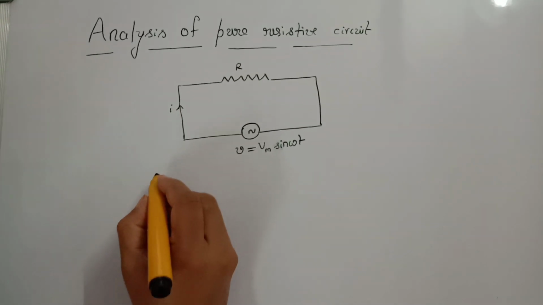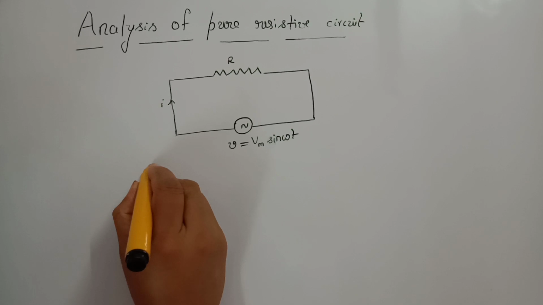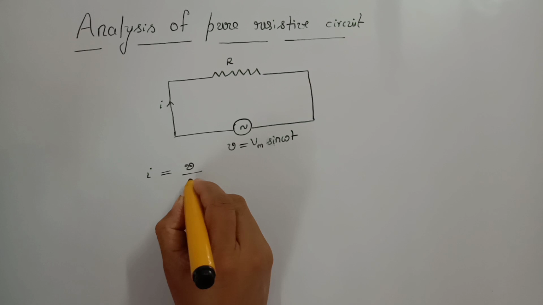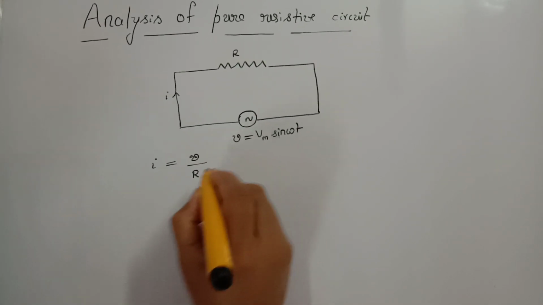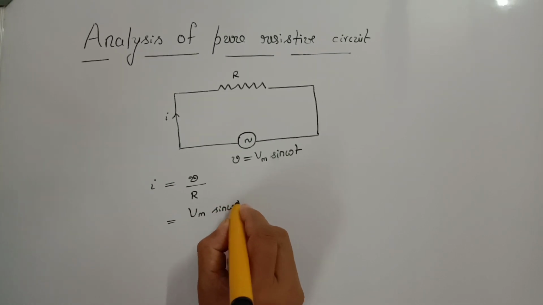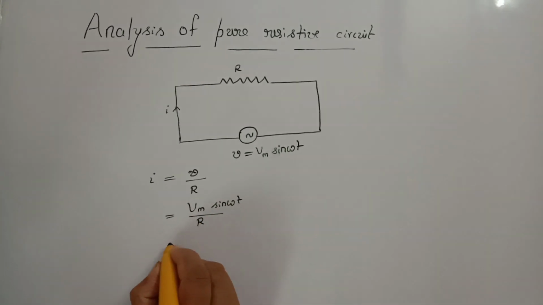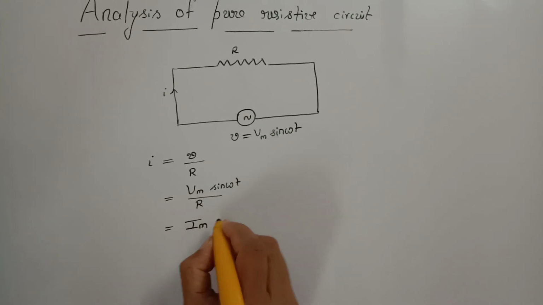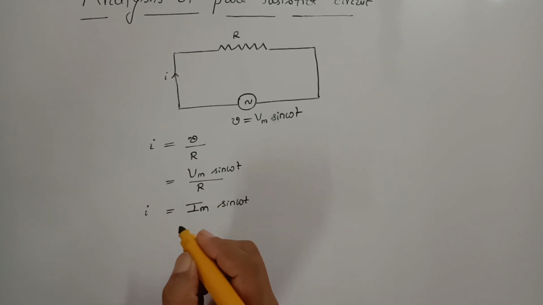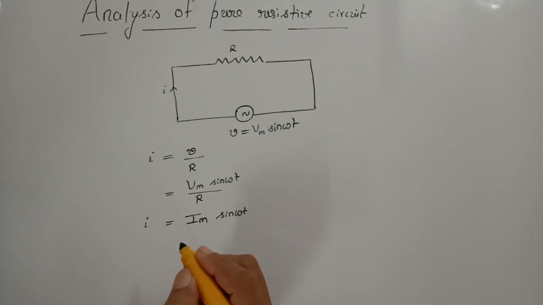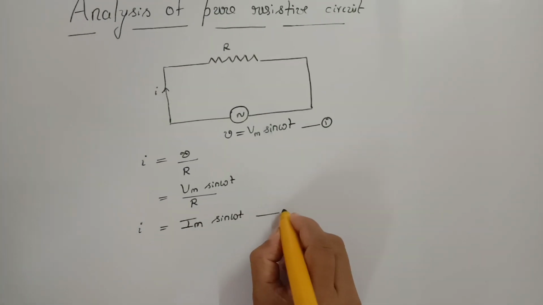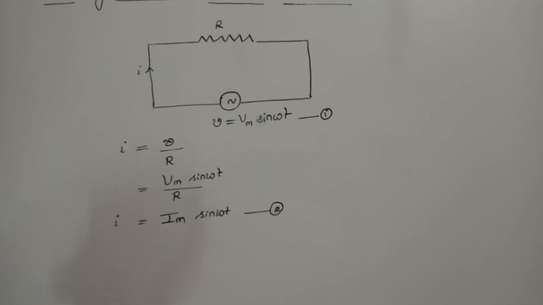The current can be found by using Ohm's law, that is i is equal to v by R. Now you substitute v is equal to Vm sin omega t divided by R, which can be written as Im sin omega t. Now you compare the equation for voltage and current. We have taken voltage as Vm sin omega t, current as Im sin omega t.